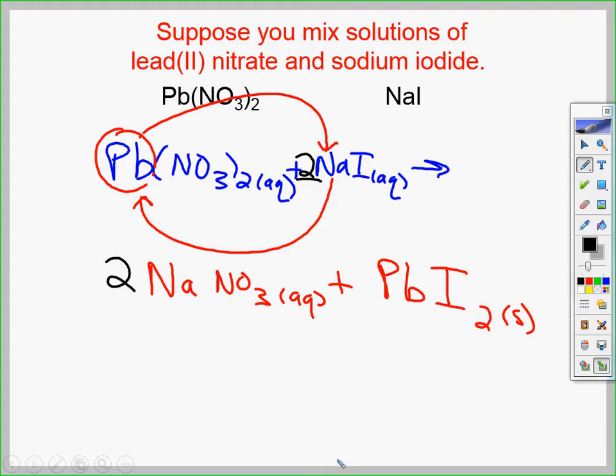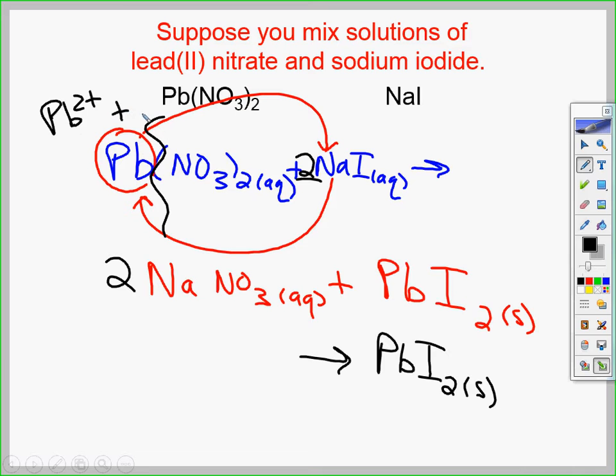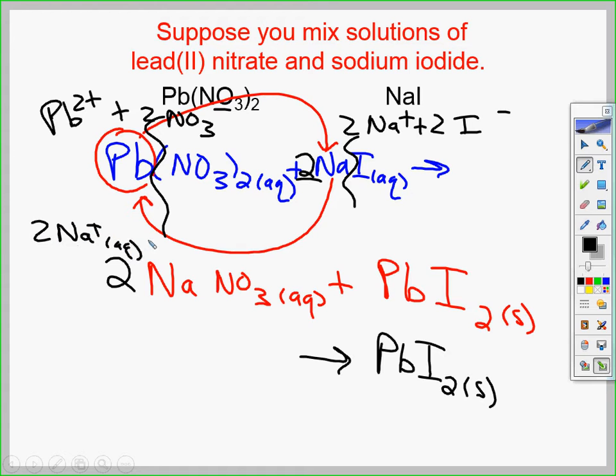We have to figure out what makes up this solid. So all of these are aqueous, so that means they all break up into their ions: Pb2+ and 2NO3-. This guy breaks up into 2Na+ and 2I-. This guy is aqueous too: 2Na+ and 2NO3-. So these are all what we call spectators. Anything that's not making the solid is a spectator, so we just cancel it out.